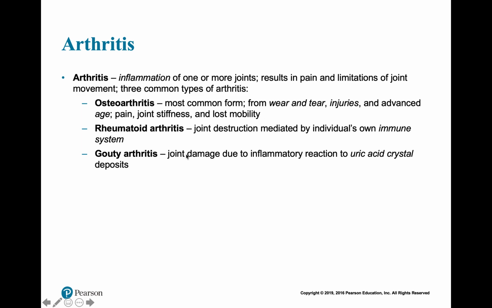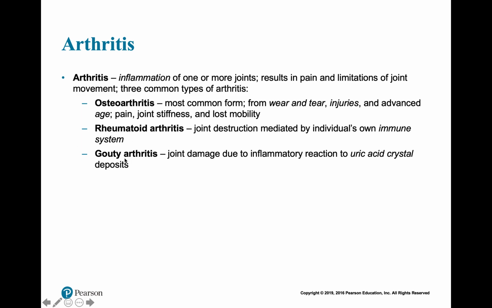Rheumatoid arthritis is a less common form of arthritis, and this is due to your own immune system attacking your joints, and it destroys or breaks down that articular cartilage. And when that articular cartilage breaks down, we get inflammation and stiffness and loss of mobility. But rheumatoid arthritis is due to your own immune system targeting and fighting your joints, okay?